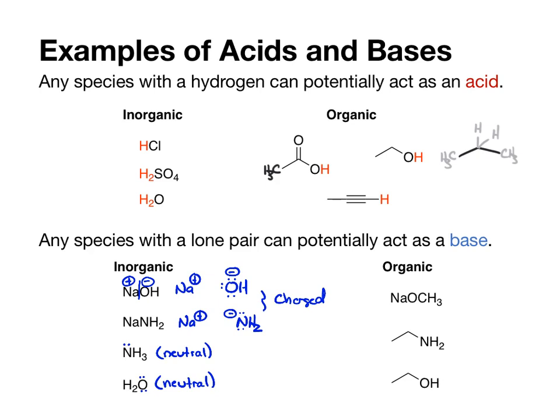On the right side, we have some organic bases. These are very similar. NaOCH3, I would break this up as Na plus, OCH3 minus, and put the lone pairs on the oxygen. Here the nitrogen has a lone pair, here the oxygen has 2 lone pairs.